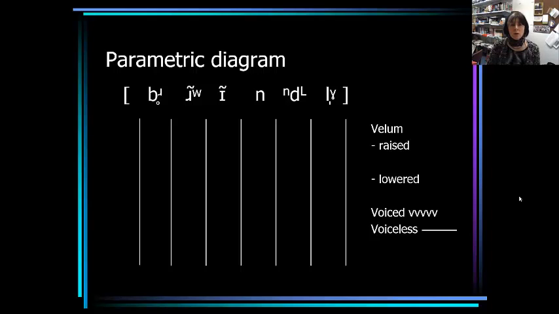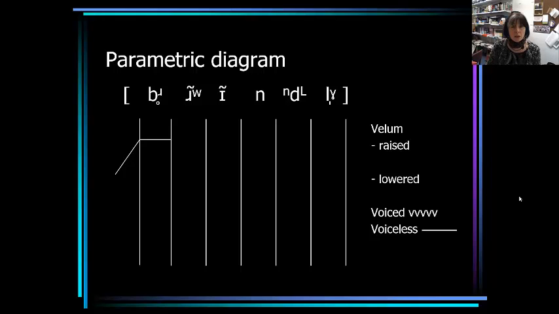So to start with, we need to note that the velum is going to be raised from the rest position because we have an obstruent consonant. So here's the velum rising there, and then it is in the raised position for the articulation of the consonant. Now let's look at this consonant in a little bit more detail. What we have here is a voiced bilabial plosive.